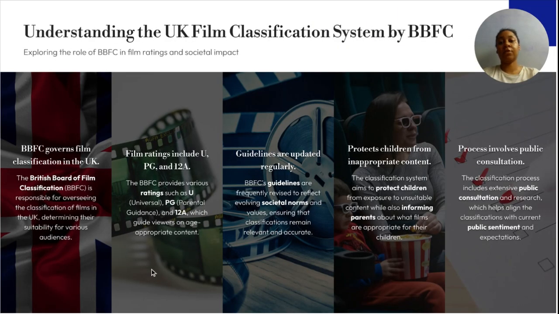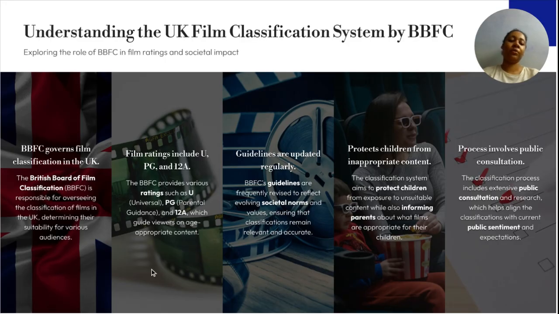Next is the understanding of the UK film classification system by the BBFC, the British Board of Film Classification. They're responsible for overseeing the classification of films in the UK, determining suitability for various ages in terms of which films audiences can watch based on the classification. The film ratings include PG, Universal, 12A. I'll get into that in more detail.